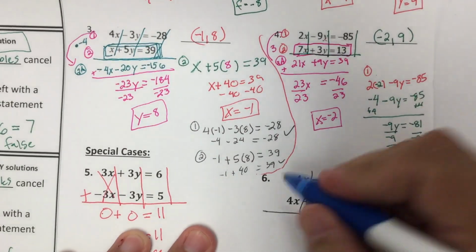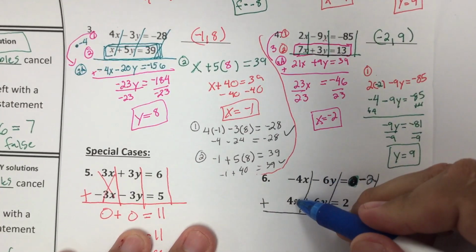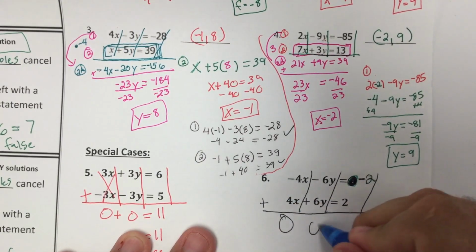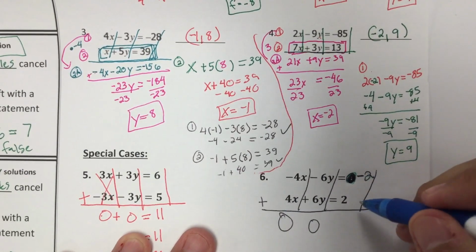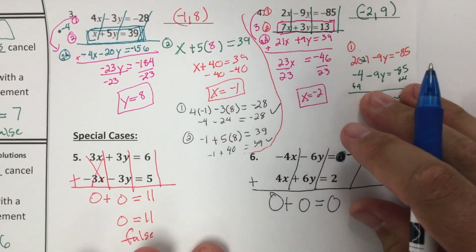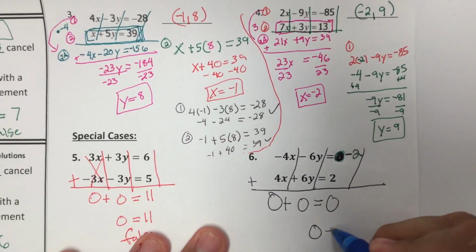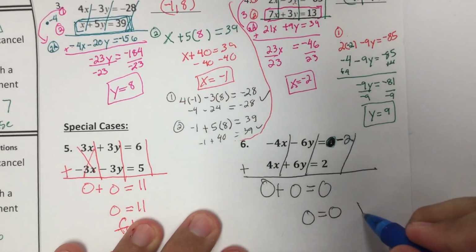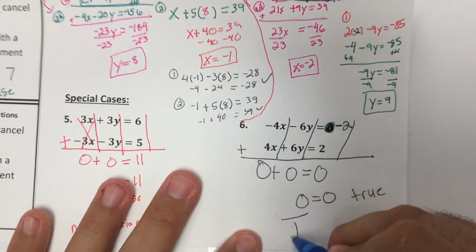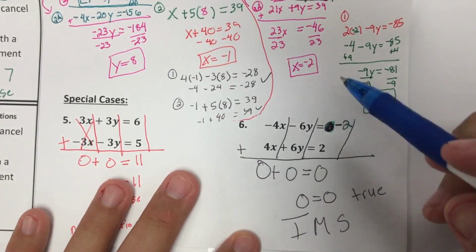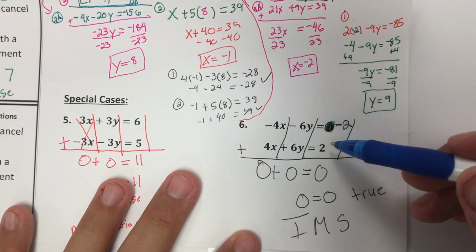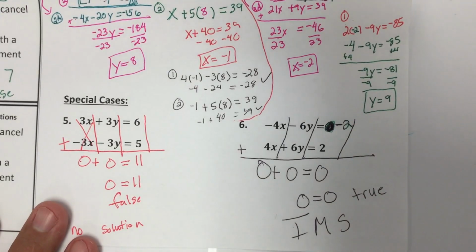Very good. Okay, so I add my equations. -4x plus 4x is a 0x. -6y plus 6y is a 0y. -2 plus 2 is 0. So I have 0 plus 0 equals 0, right? All of the variables canceled out again. I'm left with the statement 0 equals 0. Guess what? This is a true statement. So because this is a true statement, that means that I have IMS, infinitely many solutions. In other words, these two equations are exactly the same. They're right on top of each other, right? So that's how you solve equations by using elimination.